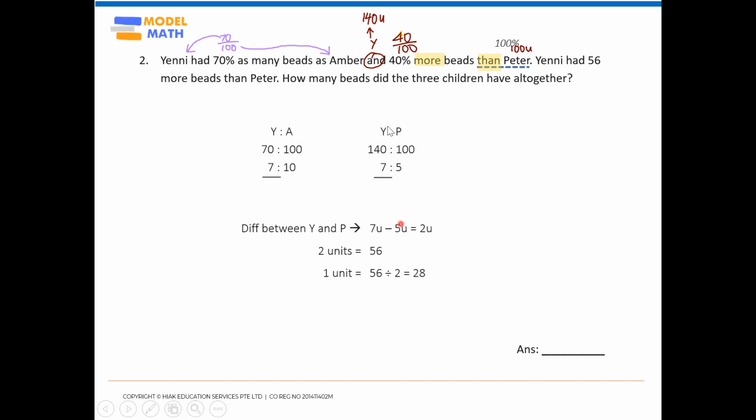Once you have found 1 unit, always read back the question. How many beats altogether? Altogether means you add up all 3 of their units: Yenny, Amber, Peter. 7 plus 10 plus 5. Do not add another 7, be careful. Then you can work out 22 units already, which is 616 in this case.